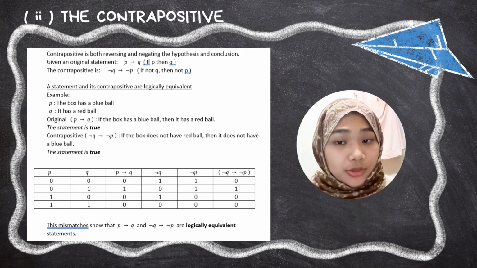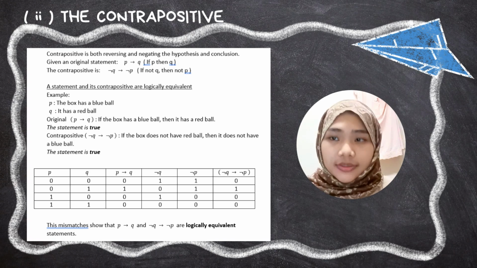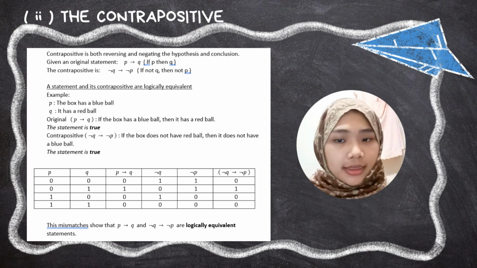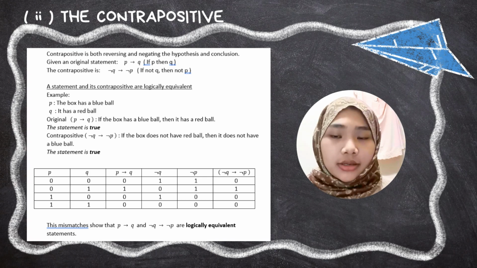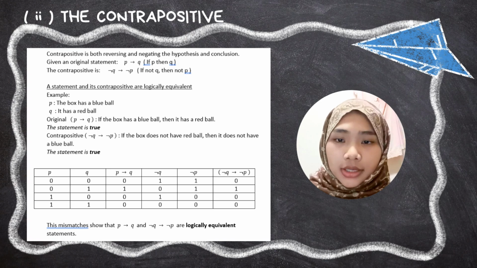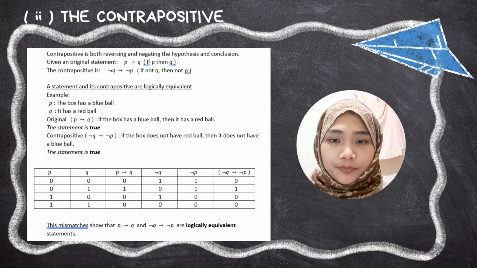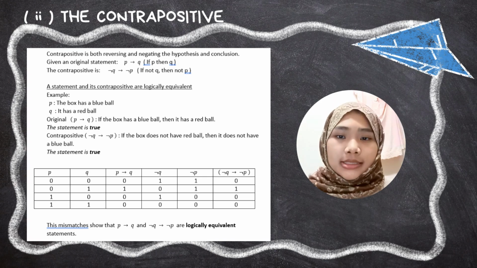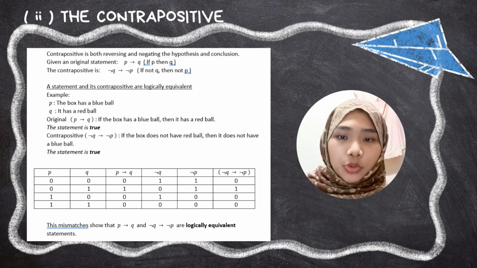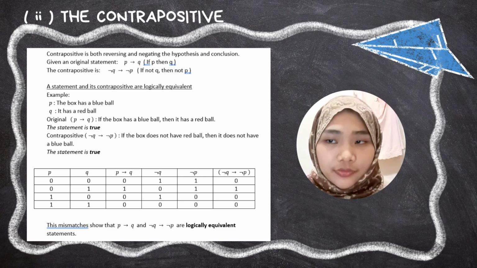Next, I'll explain to you about the contrapositive. Contrapositive is both reversing and negating the hypothesis and conclusion. Given an original statement, if P then Q, the contrapositive will be if not P then not Q. Here are some simple examples to show that the statement and its contrapositive are logically equivalent.